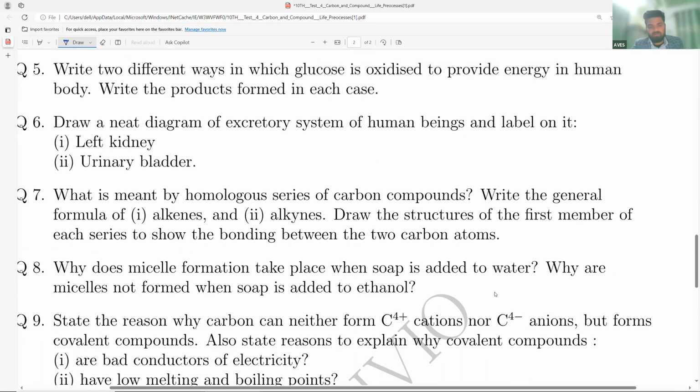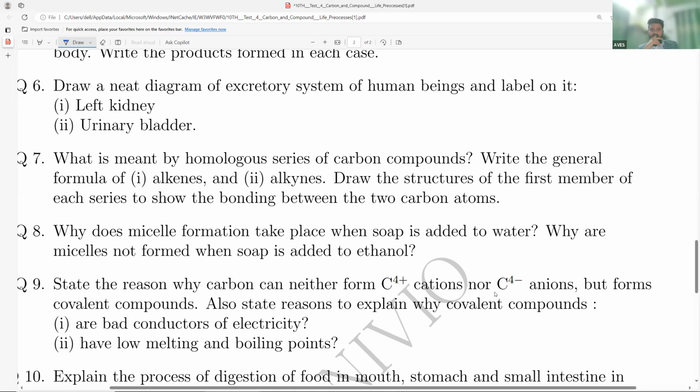Okay. Can anybody tell me why micelle formation takes place only when soap is added to water, but not when it is added to alcohol? Question number 8. Can anybody in the class tell me? Nobody is going to answer this question. Tell me, dear student. Can you tell me why soap forms micelles when added to water, but there is no micelle formed when ethanol is added to it?